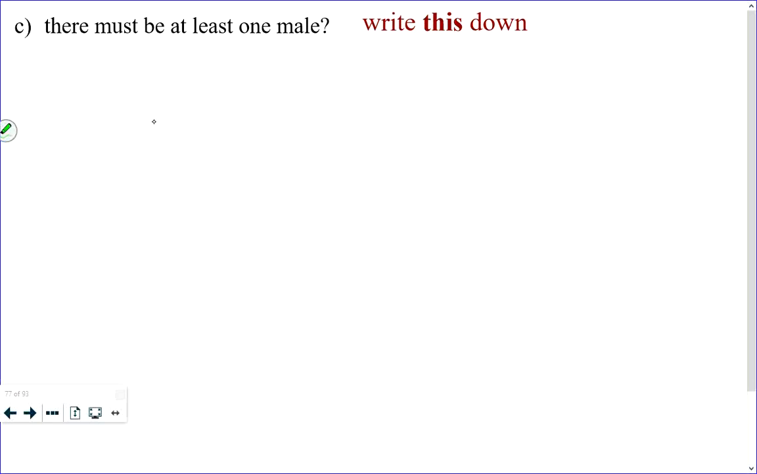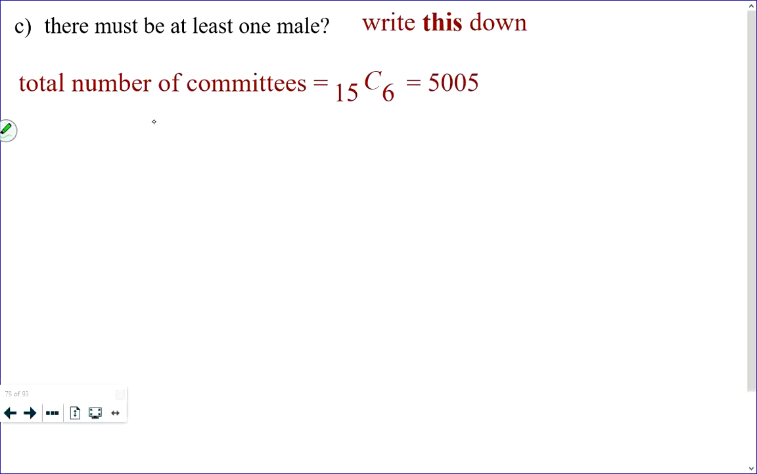It's to say, let's find out the total number of committees, which is 15 choose 6. And we found that already. I think, was that the 5005? Yeah, that's 5005. And this is very similar to how many ways can Joan and Emily not be together? We find the number of ways that Joan and Emily are standing next to each other and take it away from the total. This is a little bit different though.